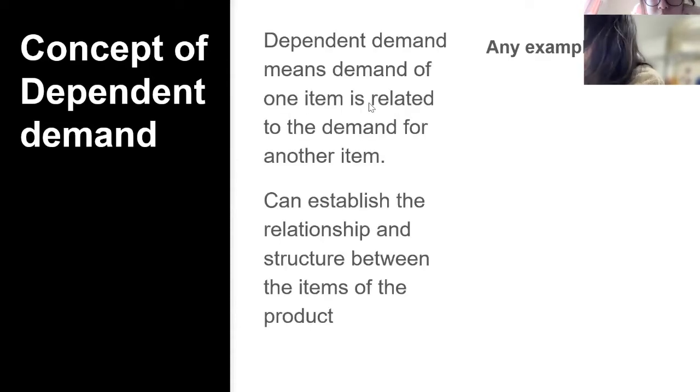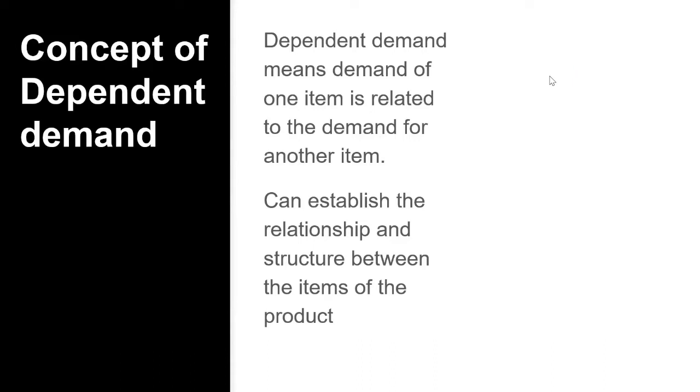Before we go further, remember when we talked about economic order quantity, we talked about independent demand. That means the demand has nothing to do with other items. Consumer buys product, that's independent demand. But in our MRP, we're talking about dependent demand. We need to understand this first. It means the demand of one item is related to the demand for another item. You can establish the relationship and structure between the items of the product.